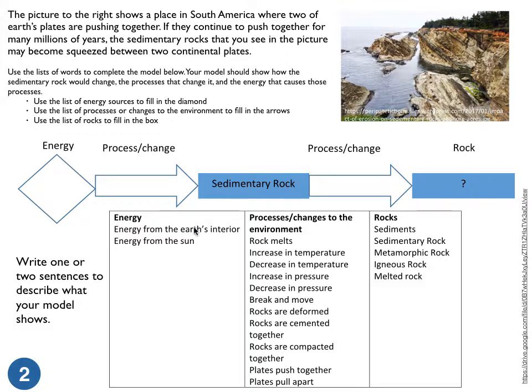So what we're going to do is we're going to basically take items from this table here, and one item from this energy column is going to go into the diamond here. One item from the process is going to go into the first process arrow. Then we end up with a sedimentary rock. Then we're going to have another process that's going to go into this second process arrow, and a new type of rock that we need to select here. So our students are going to do that, and you can imagine this being done on a computer where they're dragging and dropping things into those items, or on paper. And then we're going to ask our students to write 1 or 2 sentences describing what their model shows. So I want you to take a moment to pause the video and give it a try, and then we'll discuss.